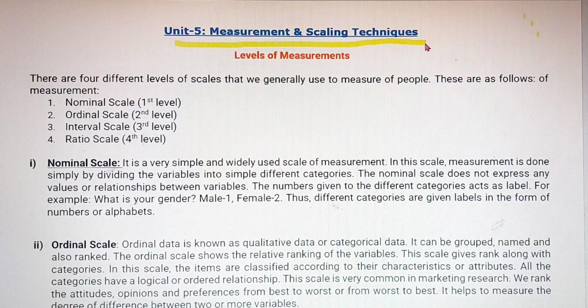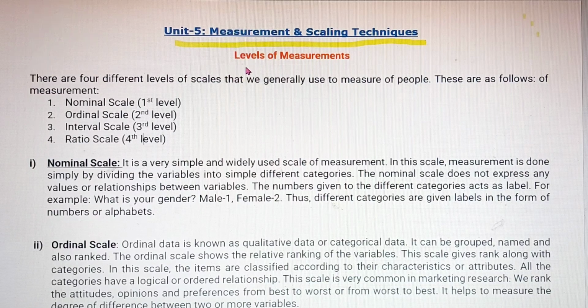Now this is again a unit from which a question comes for sure, okay, so you have to revise it very well. And these are all my study materials, written in very simple language. You can read and understand what is there in the concept.